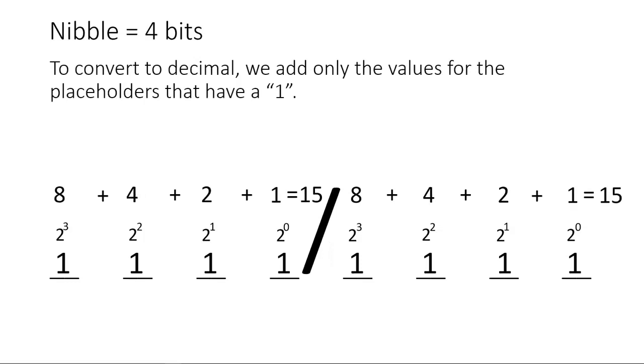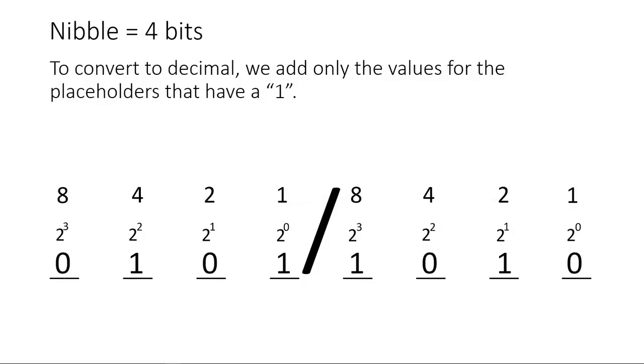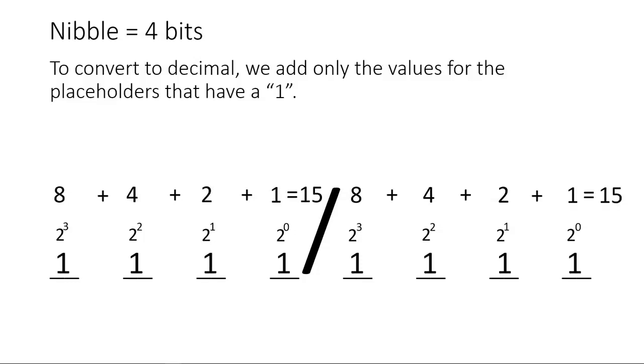To convert this to decimal, we take the values above the placeholders that have a 1, and add them together. In this case, because there's 1s in every placeholder, the total is 15 per side. Per side, because each nibble gets treated separately. Now you might say, why not 16 and 16? Well, because we didn't count 0.